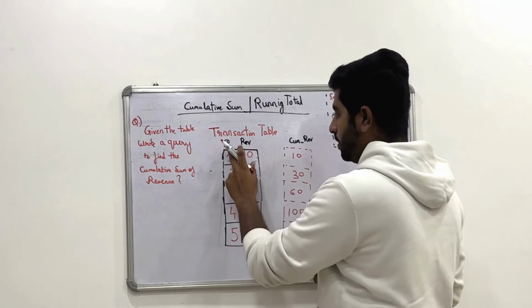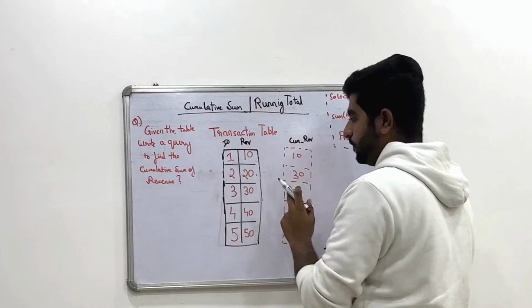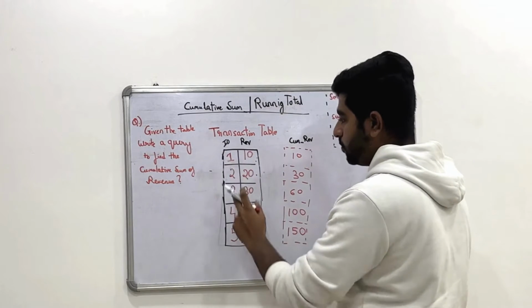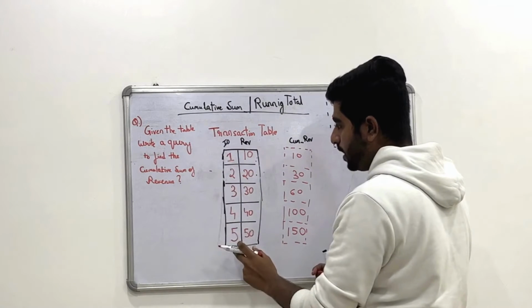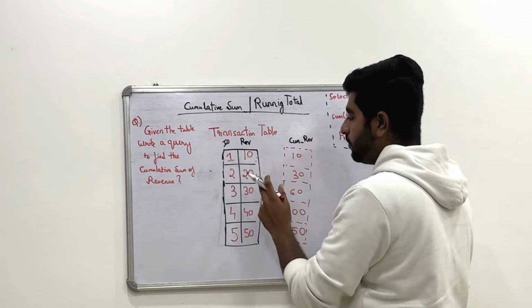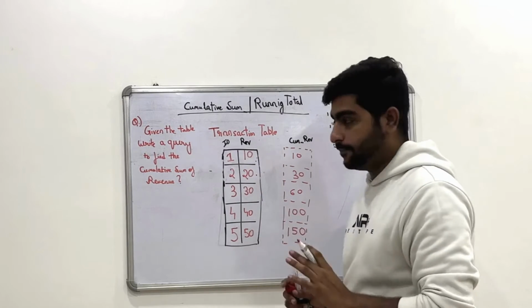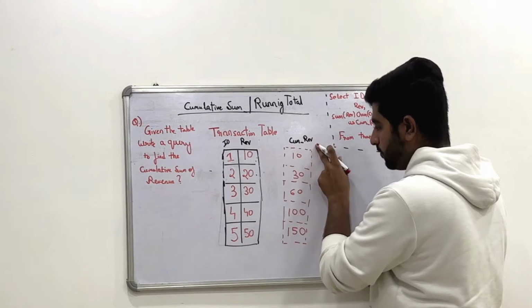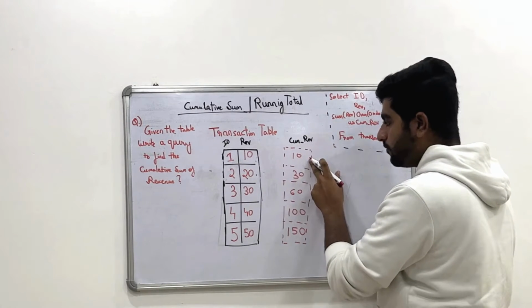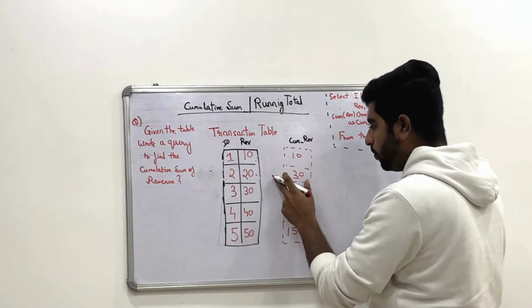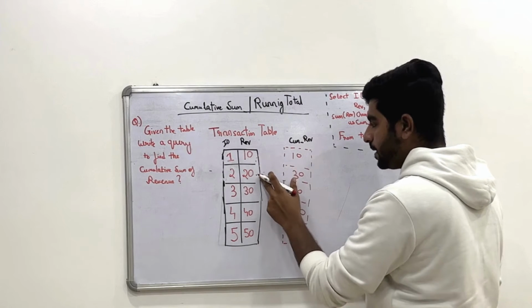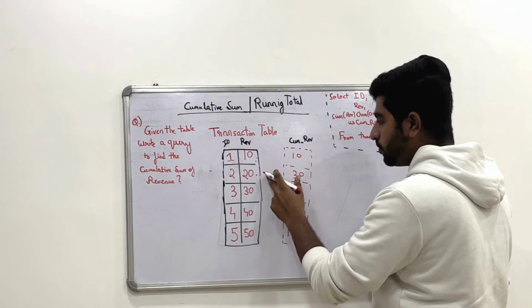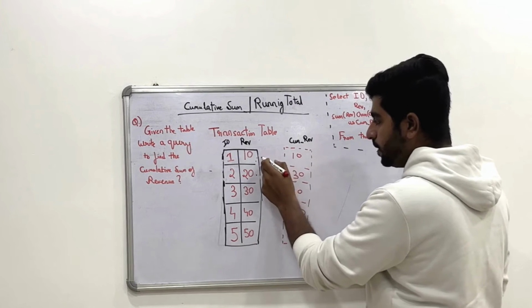So we are given two columns, ID and revenue, and they have respective values. For 1, 2, 3, 4 and 5, we have corresponding revenue of 10, 20, 30, 40 and 50. What we need to do is get another column called cumulative revenue. For the first row, it will give us 10. For the second row, it is the sum of 10 plus 20. That is the cumulative sum of the current row along with the previous row.